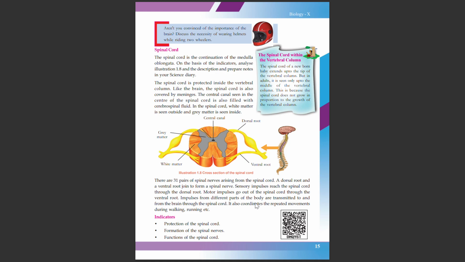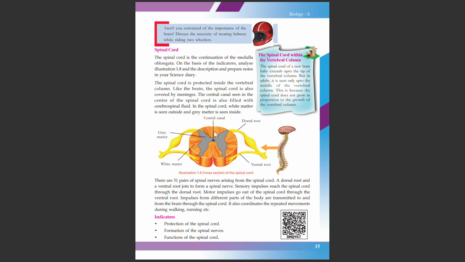Impulses from different parts of the body are transmitted to and from the brain through the spinal cord. It also coordinates the repeated movements during walking, running. So what they're saying is the sensory impulses, whatever sensation impulses have to be generated to the spinal cord, will go from the ventral root. And the motor impulses, like actions such as walking, running, will go from the dorsal root. Okay, that's it.